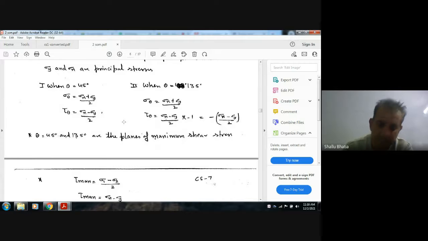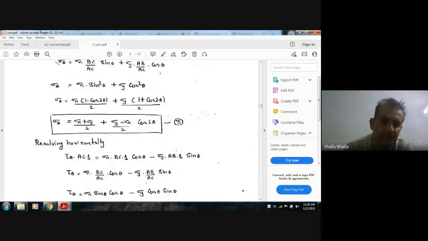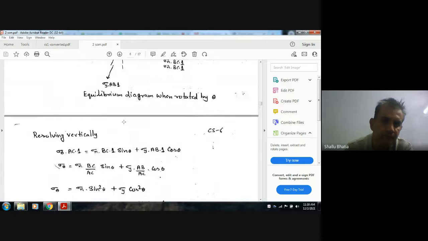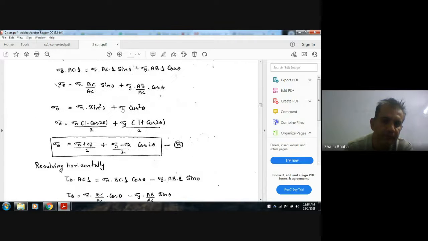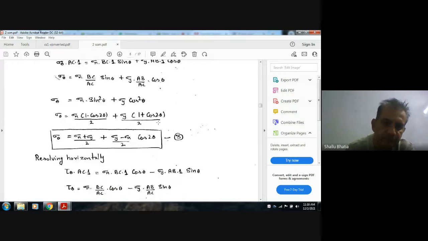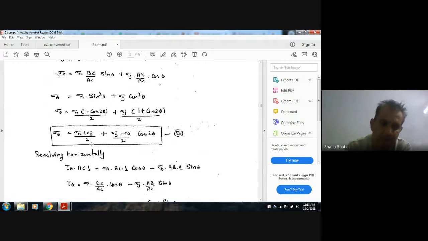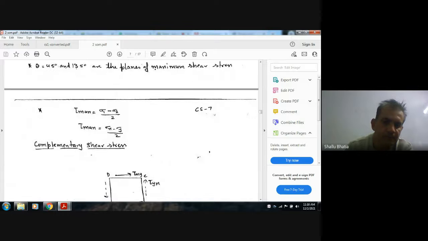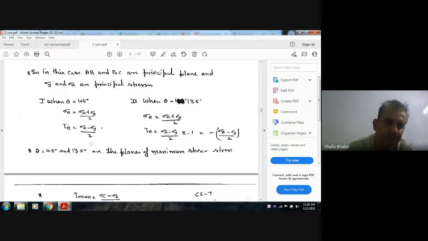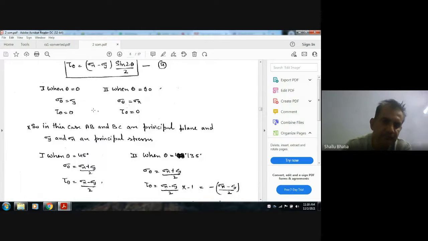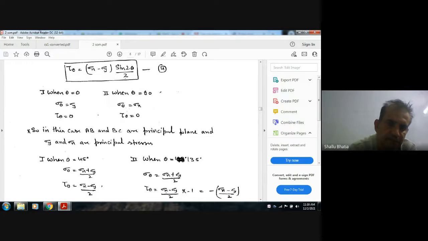Now, if we put theta equal to 45 degrees here, it will be cos 90. Cos 90 is 0, and sigma theta will be sigma x plus sigma y by 2. Similarly, if we put theta equal to 135 degrees, sigma theta will be sigma x plus sigma y by 2. And in the shear expression, if we put theta equal to 45 degrees, it will be 90 degrees.